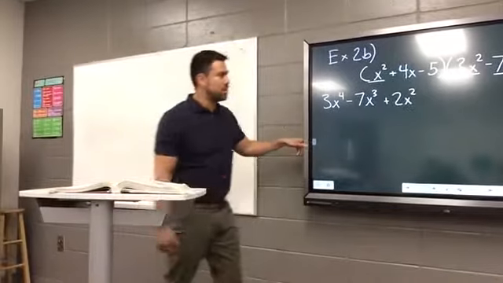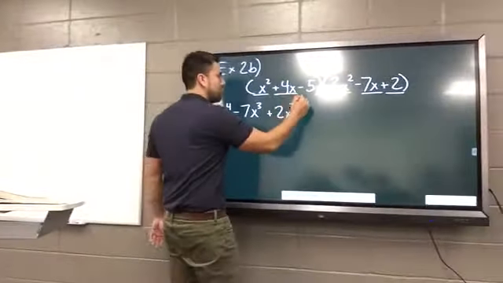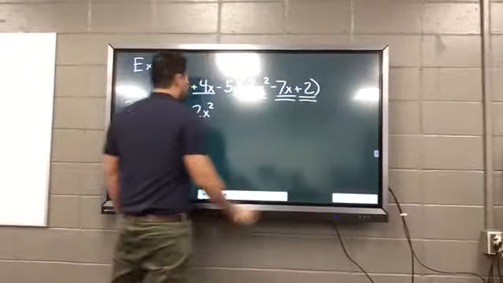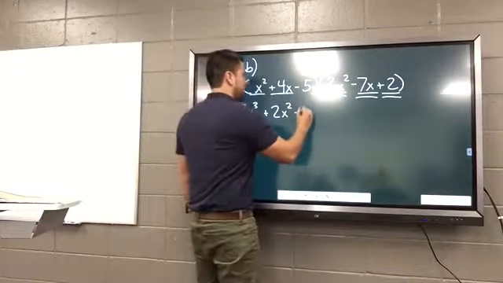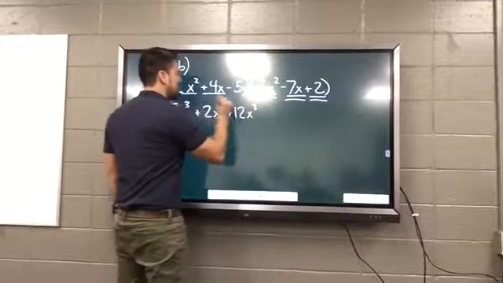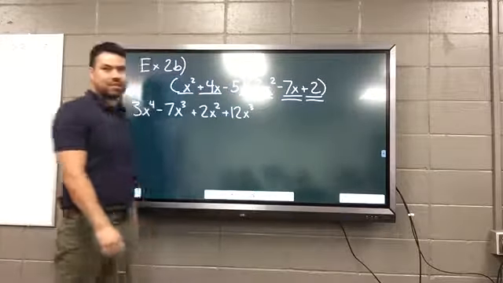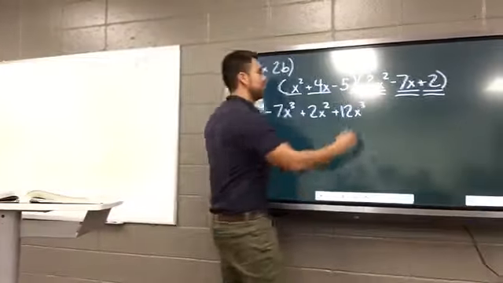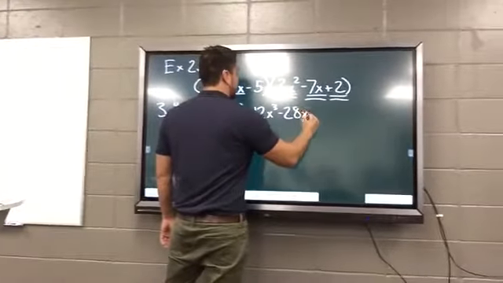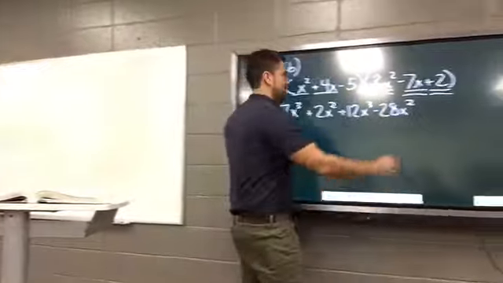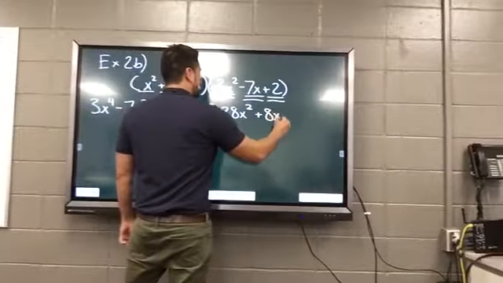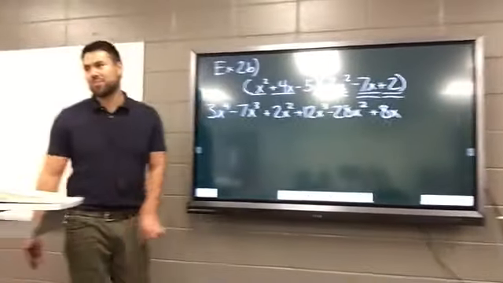Then we're going to distribute again. We're going to do positive 4x times these 3. So what's 4x times 3x squared? Positive 12x cubed. What's 4x times negative 7x? Negative 28x squared. Good. And what's 4x times 2? Positive 8x.